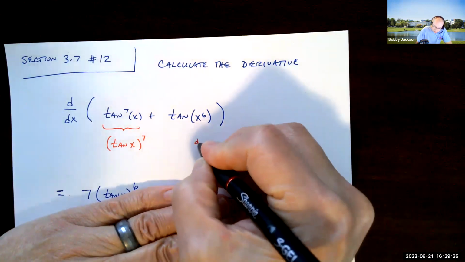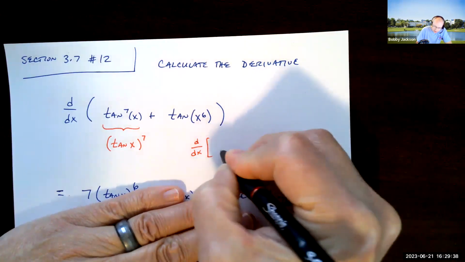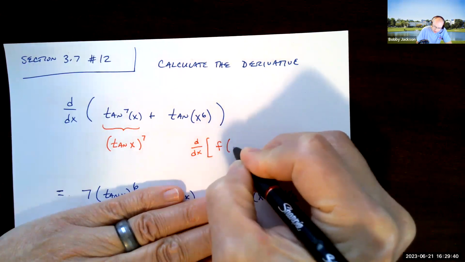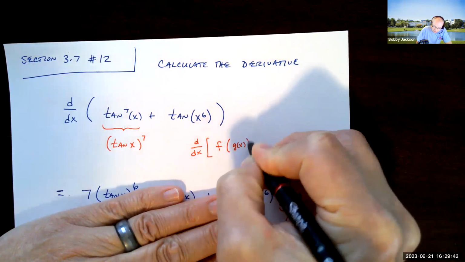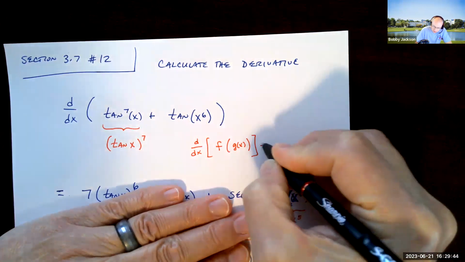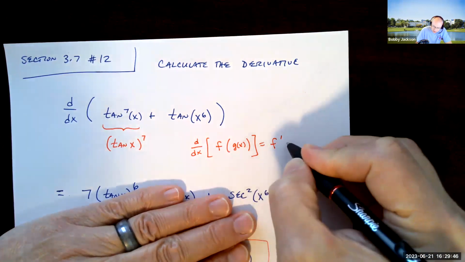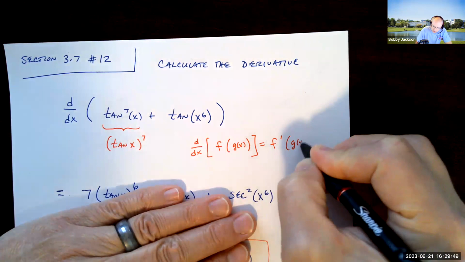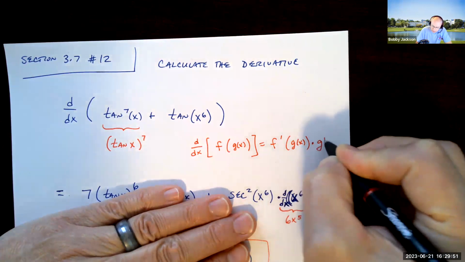So the chain rule, remember, is the derivative with respect to x of a composition f of g of x. F is the outer function, g is the inner function. The chain rule says we take the derivative of the outer function, evaluate at the inner, times the derivative of the inner function.